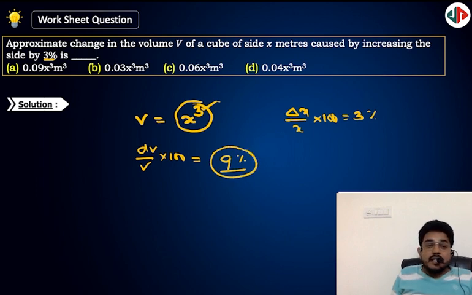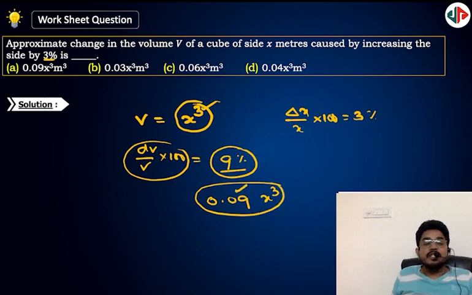So they are not asking the approximate percentage error in the volume. They are asking the approximate change. So 9%. So what is this one? 0.09 x cube. The original value is x cube. So this much of increase will be there.